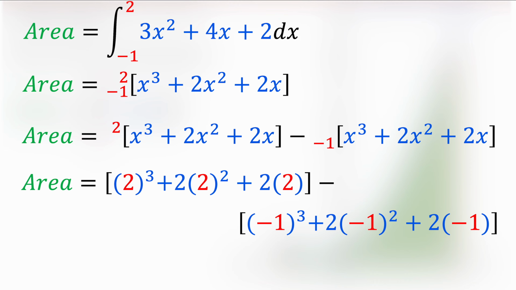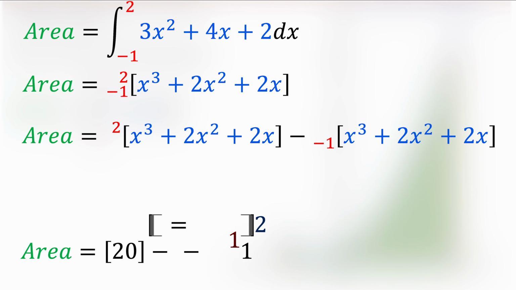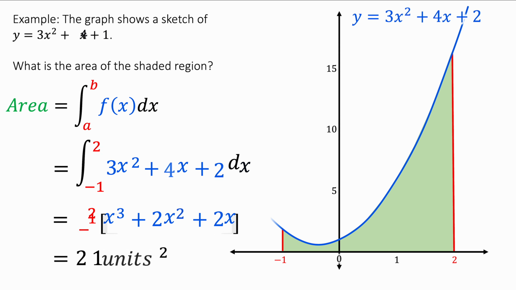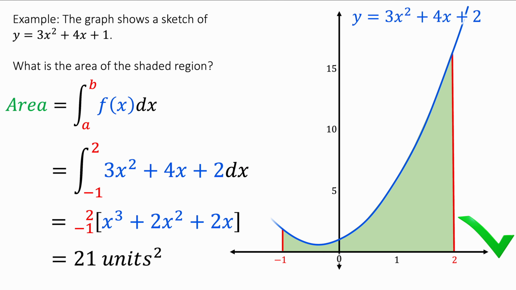And when you work all this out, when you do all the maths with this, I get 20 minus -1, which is 21. And I've figured that out. You can use your calculator for that, of course. So the area is 21 units squared, and that's the final answer. Okay?